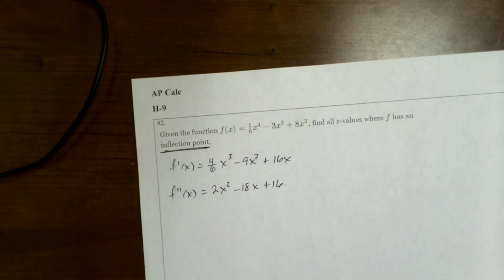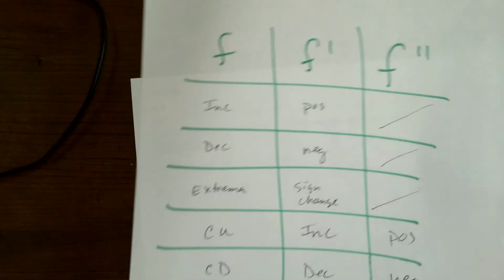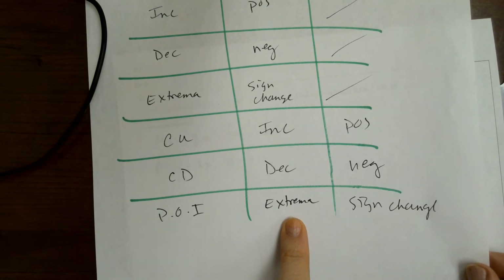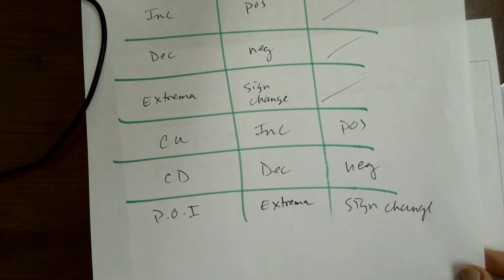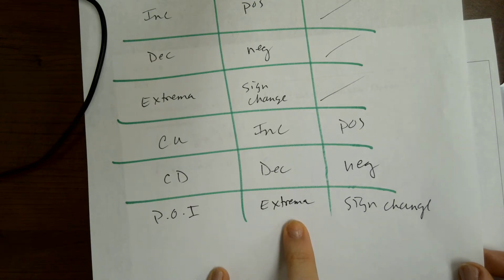Okay, now we're going to have to find the parts where f double prime is 0, because we're looking for sign changes on f double prime. That's the big thing. If you're looking for a point of inflection, you could be looking for an extrema on f prime, but when we've got the equations in front of us, it's way, way easier to just be looking for a sign change. A sign change is way easier to look for than an extrema. So we're going to be looking for a sign change on f double prime, and that will indicate a point of inflection.